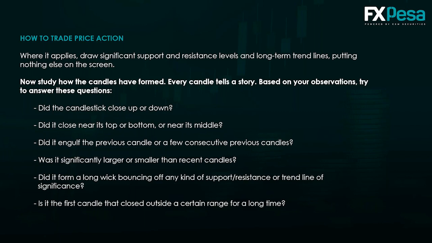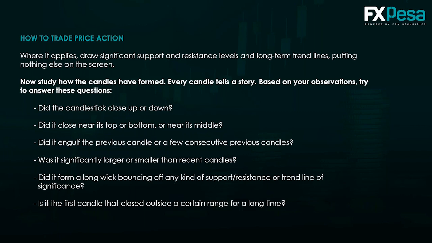Now, how the candlesticks are formed is what you are really keen on, because every candlestick tells a story. And based on the observations, of course, you're going to ask yourself several questions. Some of these things that you need to ask yourself is, are the candlesticks closing up or down, right? Did it close near the top or bottom or near the middle? Is the candlestick engulfing the previous candlestick that has been formed? Is it significantly larger or smaller than the recent candles if it has been formed as an engulfing candlestick?